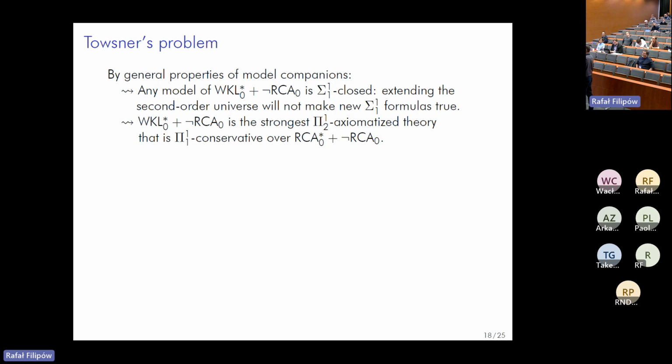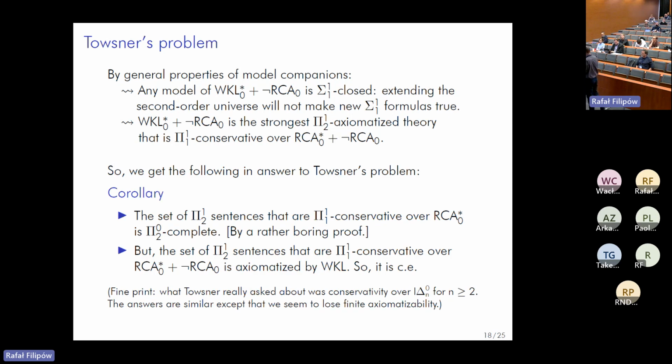And secondly, the model companion is the strongest AE axiomatized theory that has the same universal theory as the theory you started with. This corresponds to weak Königs lemma plus negated sigma 1 induction being the strongest pi1 2 axiomatized theory that's arithmetically and even pi1 1 conservative over our base theory here. So this provides a sort of answer to Tausner's problem.